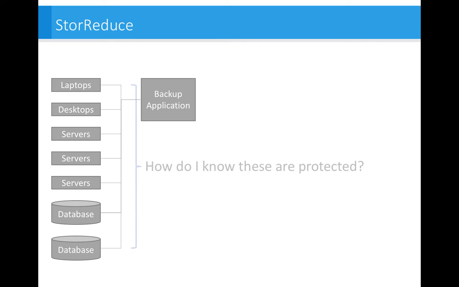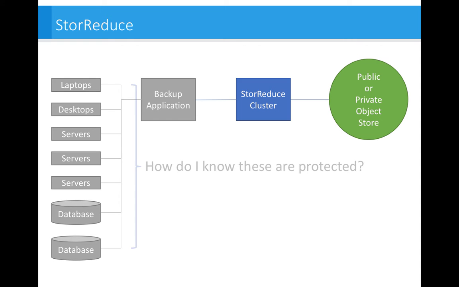You already have an enterprise backup application like Veritas NetBackup, and possibly several backup applications. With StorReduce, you can point those applications at a StorReduce cluster and store your backups efficiently into a public, private, or hybrid object store using StorReduce's highly efficient scale-out deduplication. So that solves the data loss part of the equation. Your data is backed up efficiently in a highly durable, highly scalable, high-performance object store.